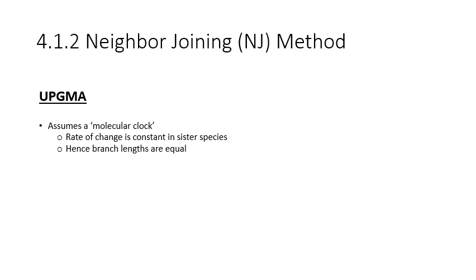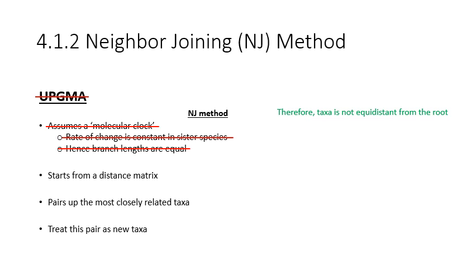In UPGMA method, molecular clock was taken into consideration. So the method assumed molecular clock, which means that the rate of change is constant in sister species. And because of this assumption, the branch lengths were equal. However, in neighbor joining method, there is no such consideration, and therefore the taxa are not equidistant from the root. The rest of the algorithm is similar.